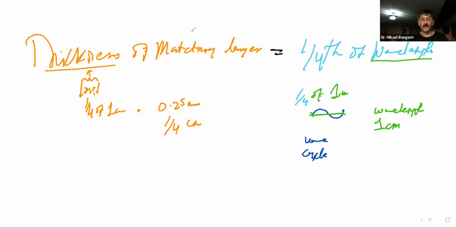So if, for instance, the wavelength was less than 1 centimeter, let's say the wavelength itself was 1/2 of a centimeter. In that case, the thickness of your PCT is going to be 1/8 of a centimeter thick.